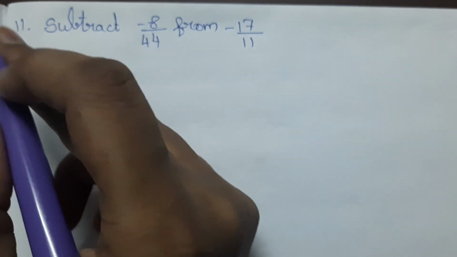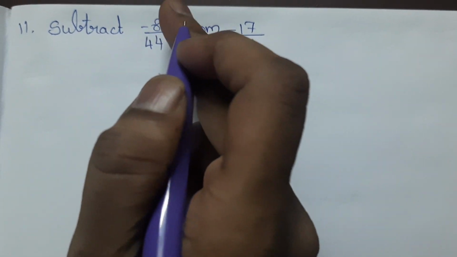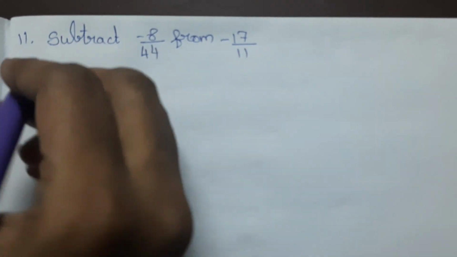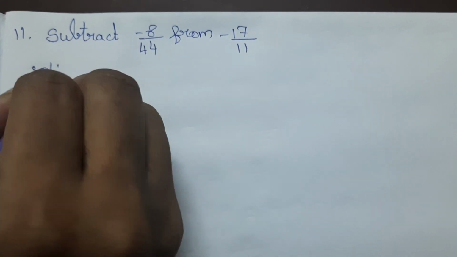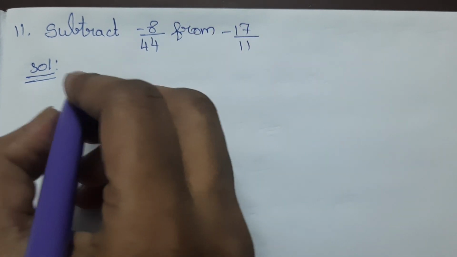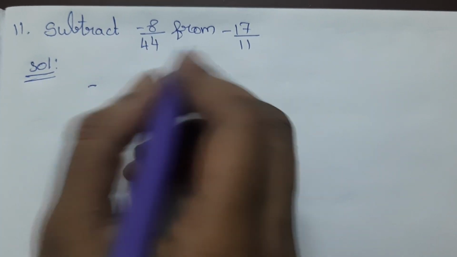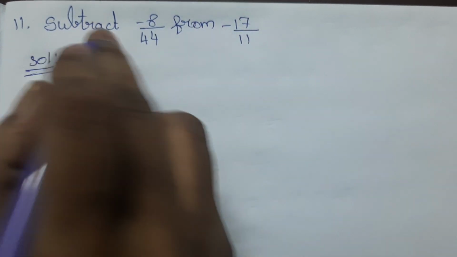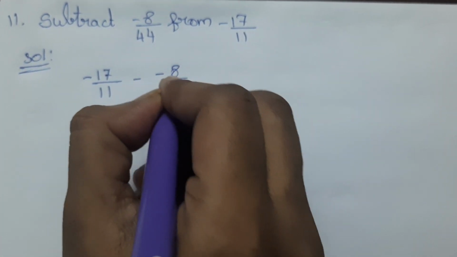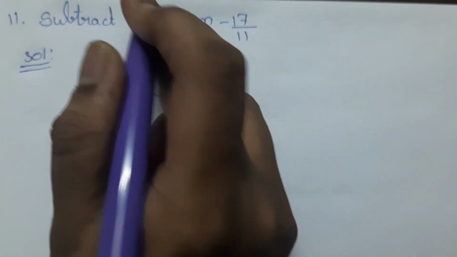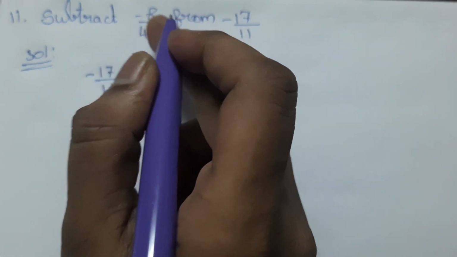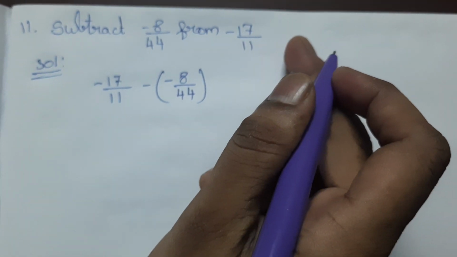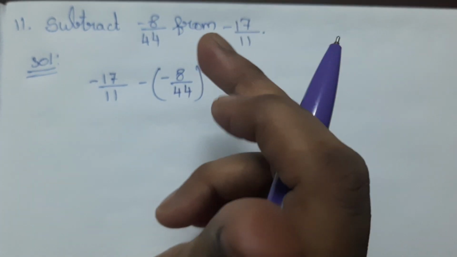Next question number 11. Subtract minus 8 by 44 from minus 17 by 11. So subtract this from this. From this means we have to subtract minus 8 by 44 from minus 17 by 11. Sometimes you can take it directly, no. That one is wrong. Here just understand the question first.